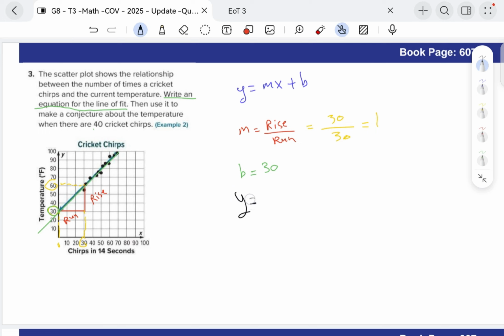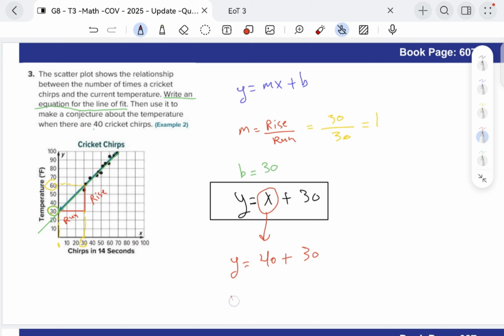So the equation will be y equals x plus 30. And the question asked me to use this equation to make a conjecture about the temperature when there are 40 cricket chirps. So here we're going to substitute 40, y equals 40 plus 30, which equals 70. So let's see from the graph, when we have 40 crickets, the temperature will be around 70.